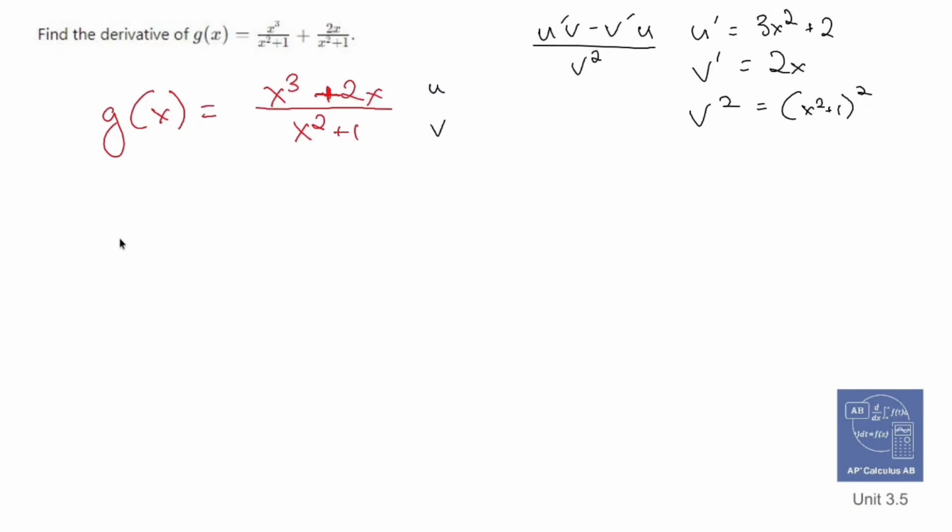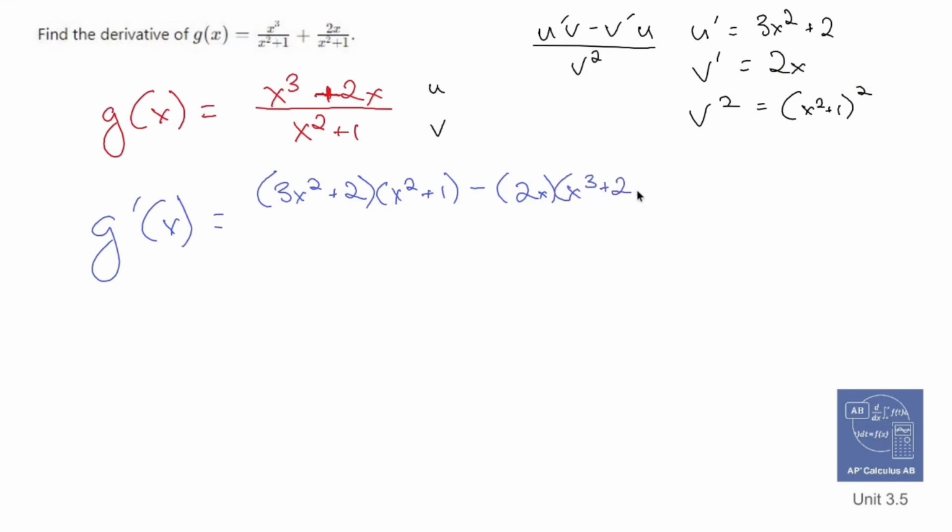So g prime of x is going to equal u prime v. So u prime was 3x squared plus 2 times v, which was x squared plus 1, minus v prime, which is 2x, times u, which is x cubed plus 2x, and that's going to be all over x squared plus 1 squared.